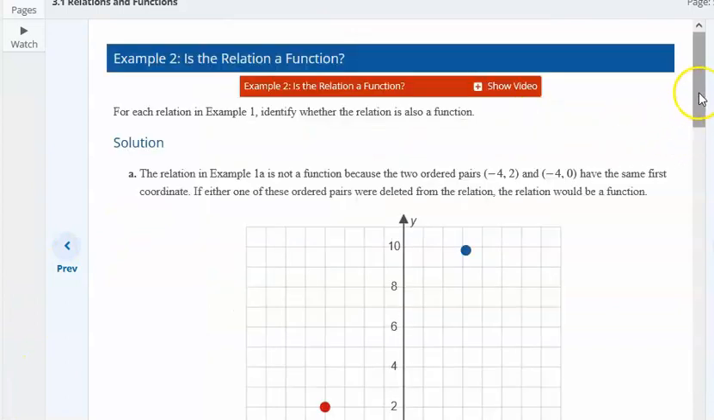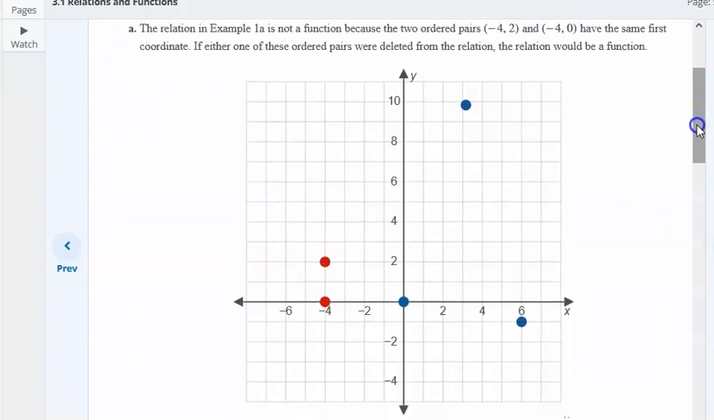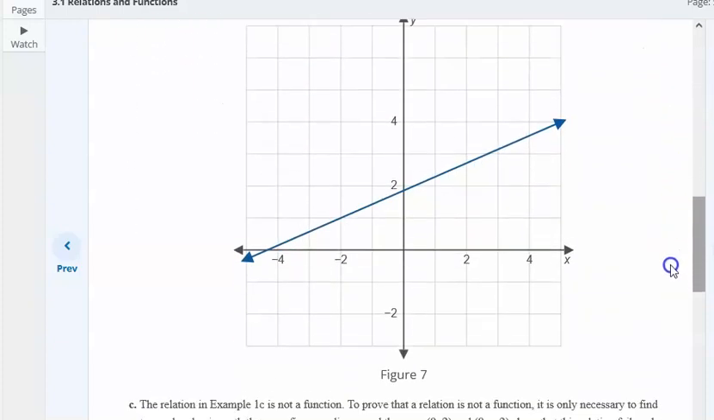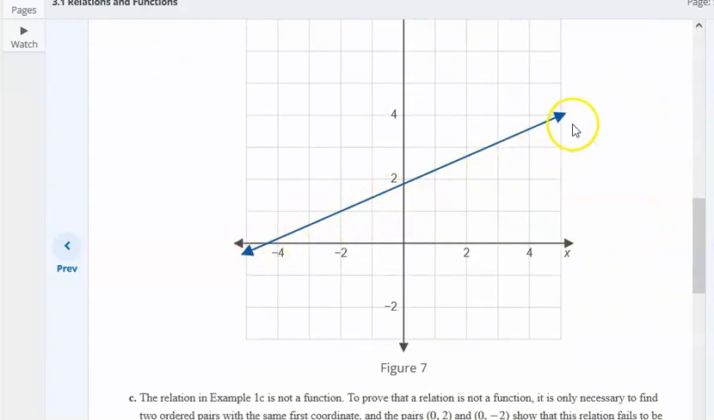And in example 2, we're asked, is this graph of these points a function? Well, notice if you had the vertical line here, it would intersect twice. That is, the -4, which is an x value, is used twice. So this would not be a function. And how about a line with positive slope? Is that a function? Does it pass the vertical line test? And the answer is yes, it passes it.